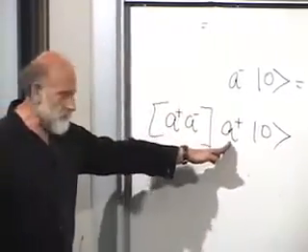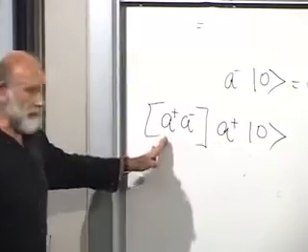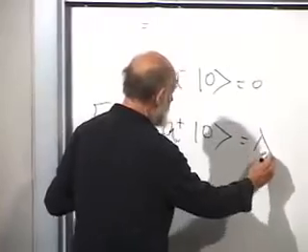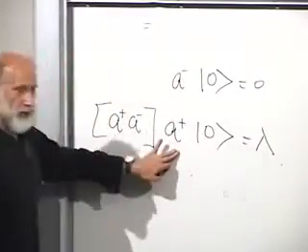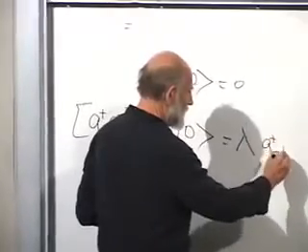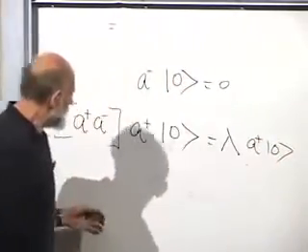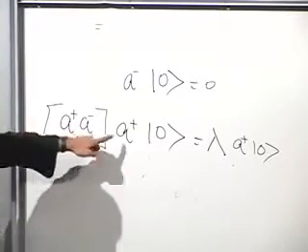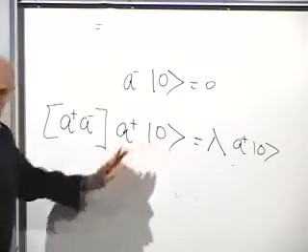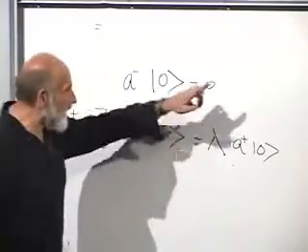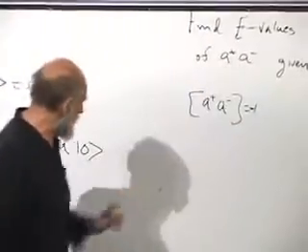If this object is an eigenvector of this operator, what does it mean? It means that this is equal to some number lambda times the original vector, which was A plus on O. In other words, I'm asking the question: is this an eigenvector of the energy? And if so, what eigenvalue of A plus A minus?